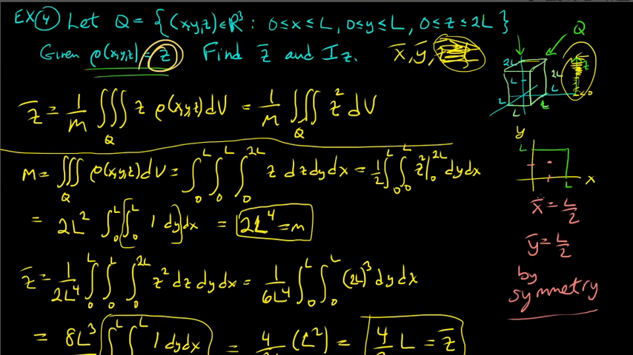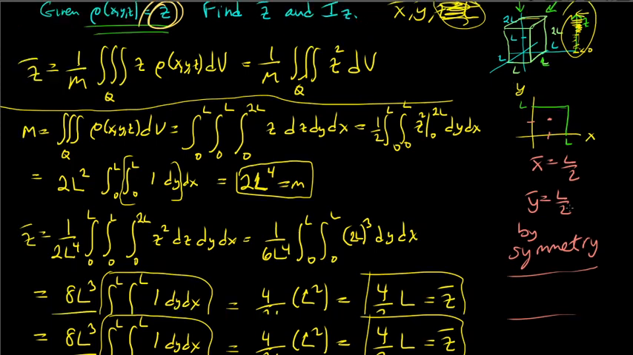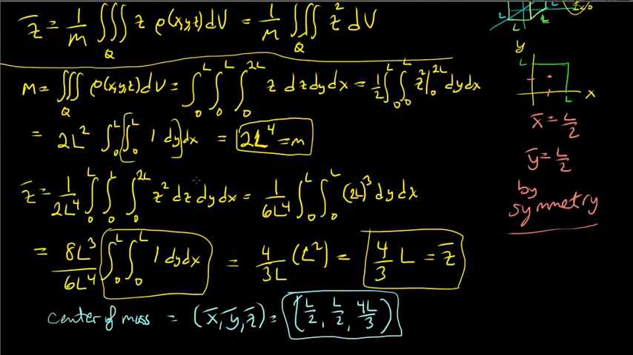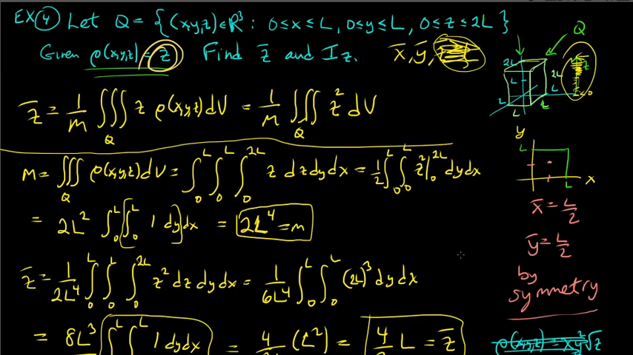Just be aware of when you are allowed to use symmetry and when you're not. You're allowed to use symmetry when the density doesn't vary with x or y. If the density function were given as something like x times y squared times the square root of z, then because it depends on x and y, your center of mass won't be right in the middle anymore. So symmetry only works in certain cases, when the density is uniform, essentially.